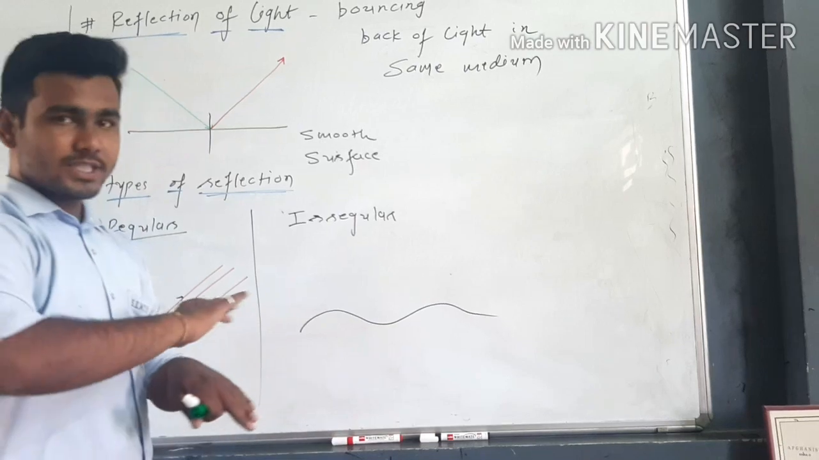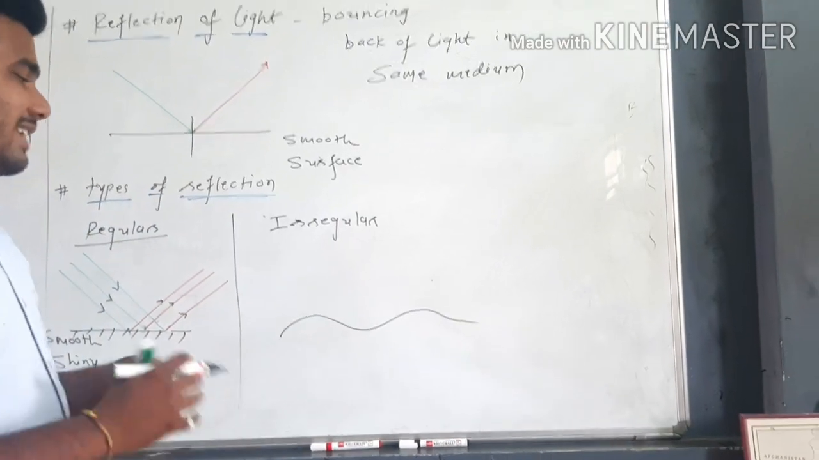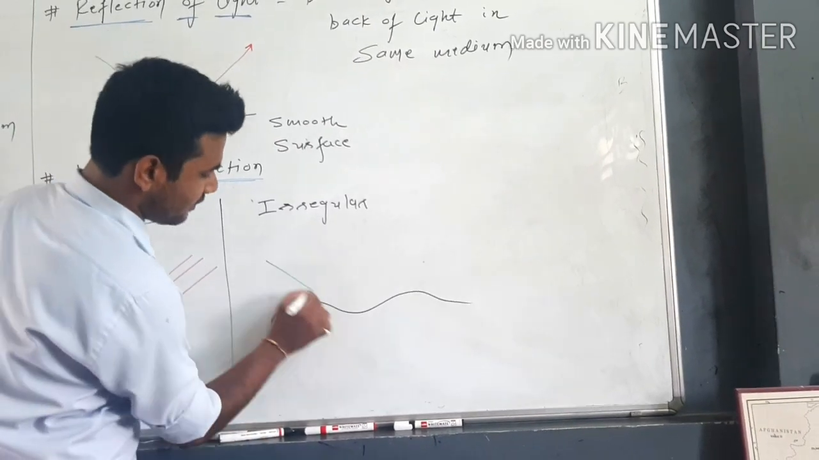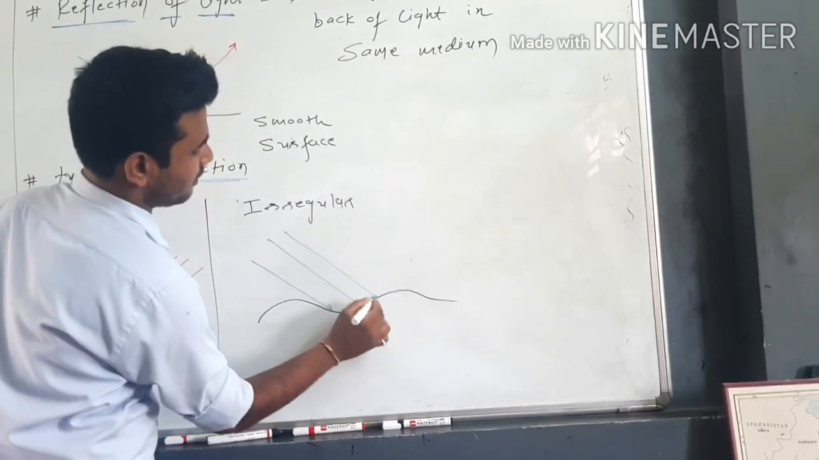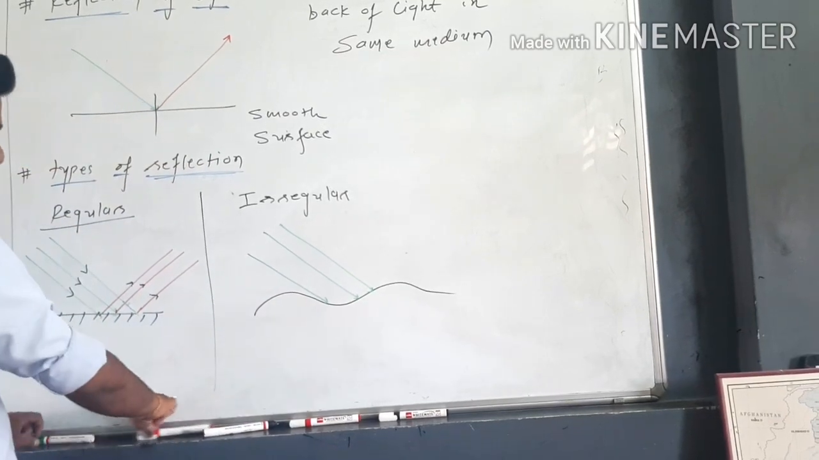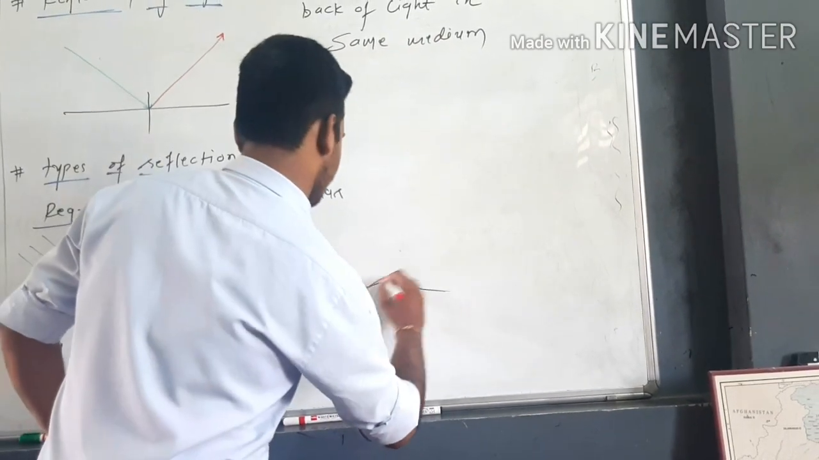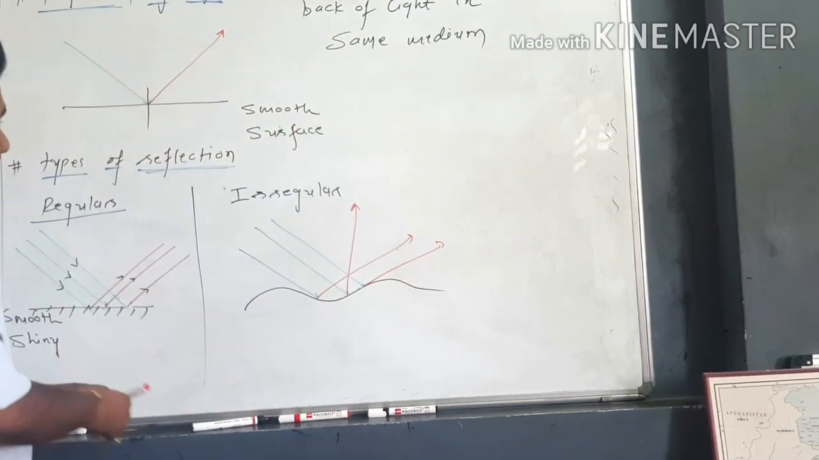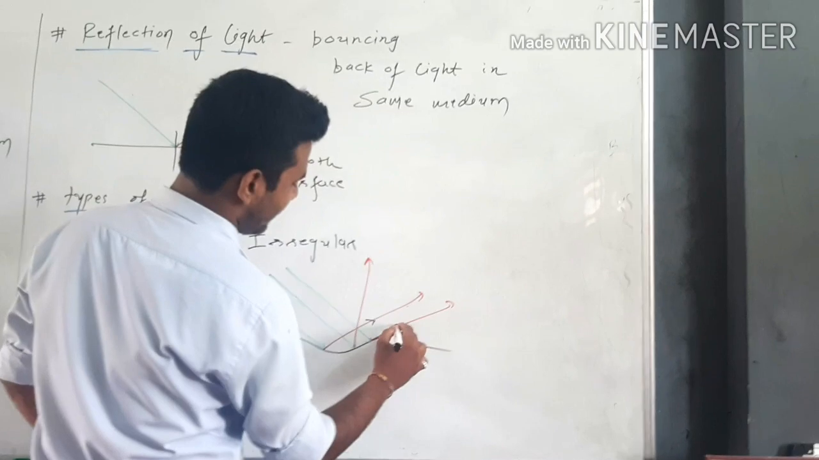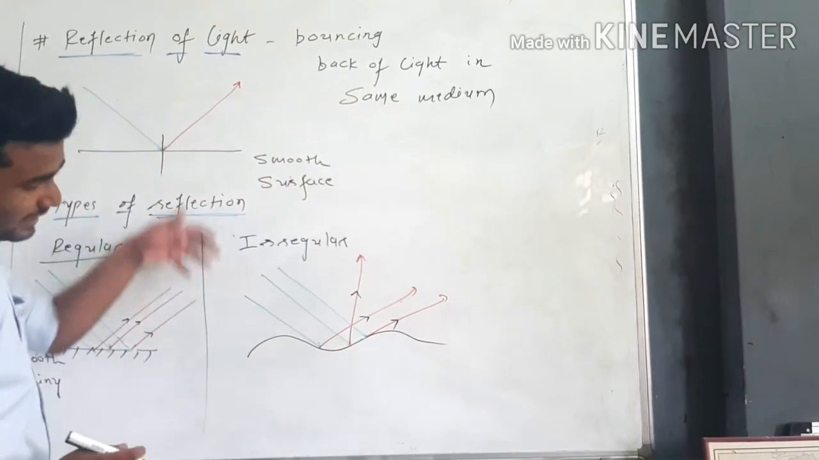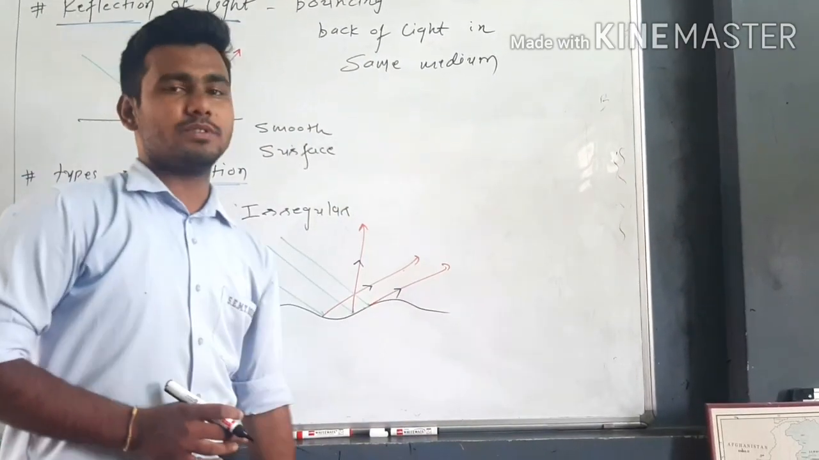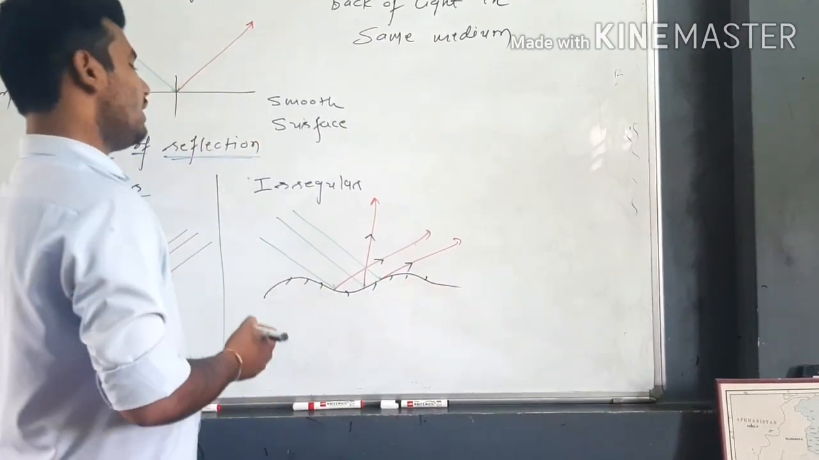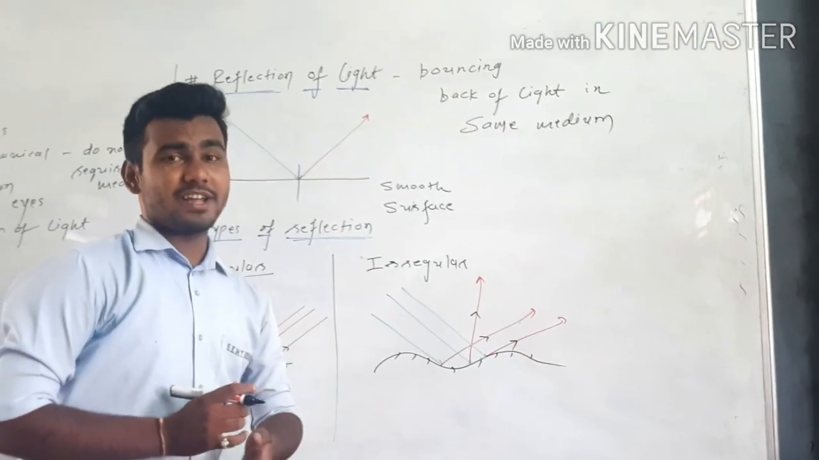If you don't have a smooth surface, it's a hard surface, and on this hard surface, if you incident a parallel beam of light, after striking the surface it will not move parallelly, right? Here you can say that it is not parallel. So the incident ray is parallel, and after bouncing back from the surface, if it is not parallel, this type of reflection is called irregular reflection.